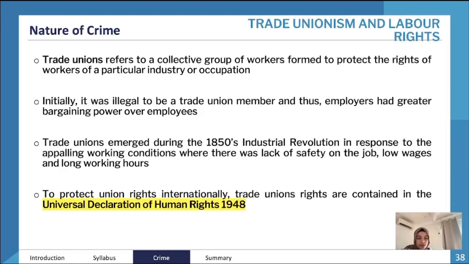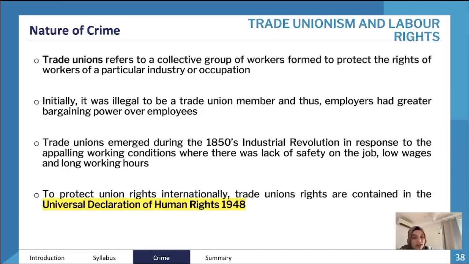So trade unions emerged during the 1850s and during the Industrial Revolution, which, if you studied that in history, was a really, really horrible time for employees and for people who went out to work, because they were put into horrendous conditions. A lot of child labor was being utilized. There were very low wages. There was no safety, and there were long hours. So it was really just not a great time to be an employee.